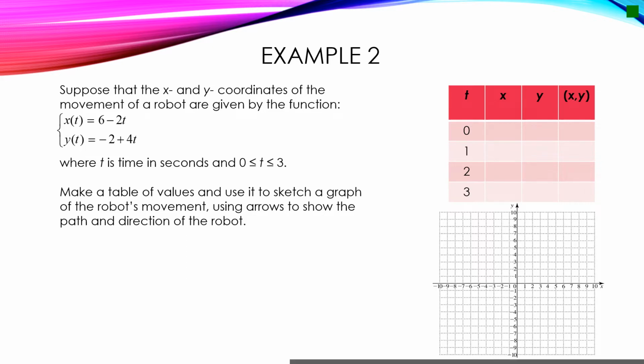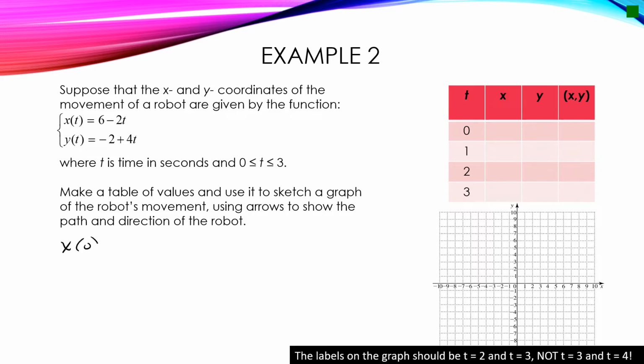We'll start with t equals 0. What is x of 0? x of 0 is 6 minus 2 times 0, or 6 minus 0, which is 6. y of 0 will be negative 2 plus 4 times 0, or negative 2. And that gives me the ordered pair 6, negative 2.